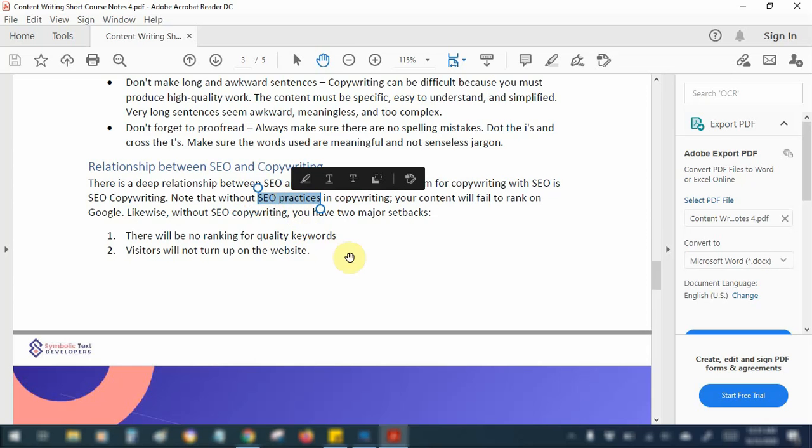This is not your responsibility. The SEO experts will assign the keywords to you, and you must make use of those keywords in the SEO copy or in the advertisement or whatever you are writing.